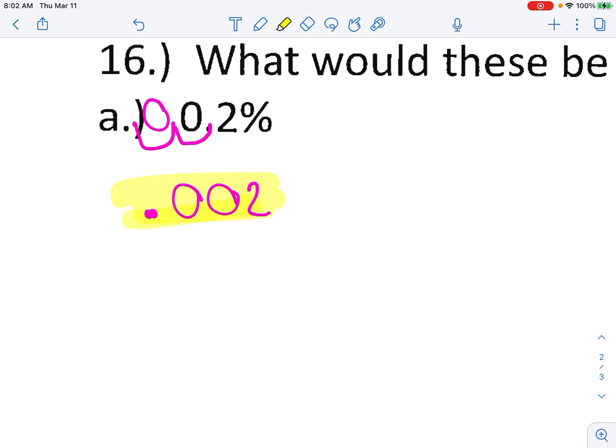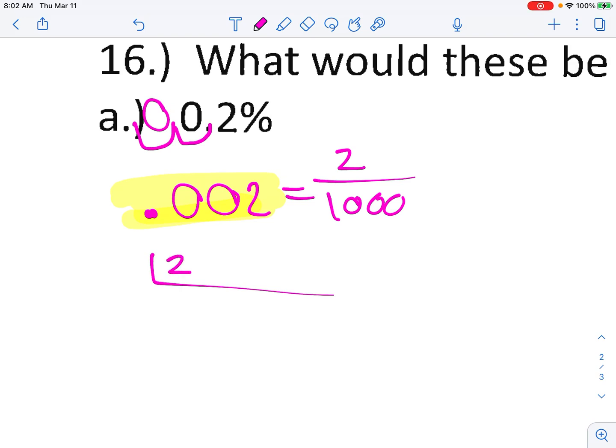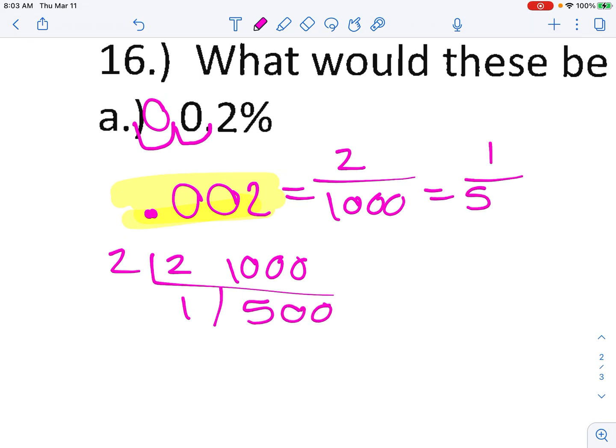Well, now let's think about how we read this decimal. This is read as 2 thousandths. So that equals 2 thousandths. Now we have to reduce that. So I'm going to do 2 and 1,000 in a division ladder. Divide by 2. So that equals 1/500th.